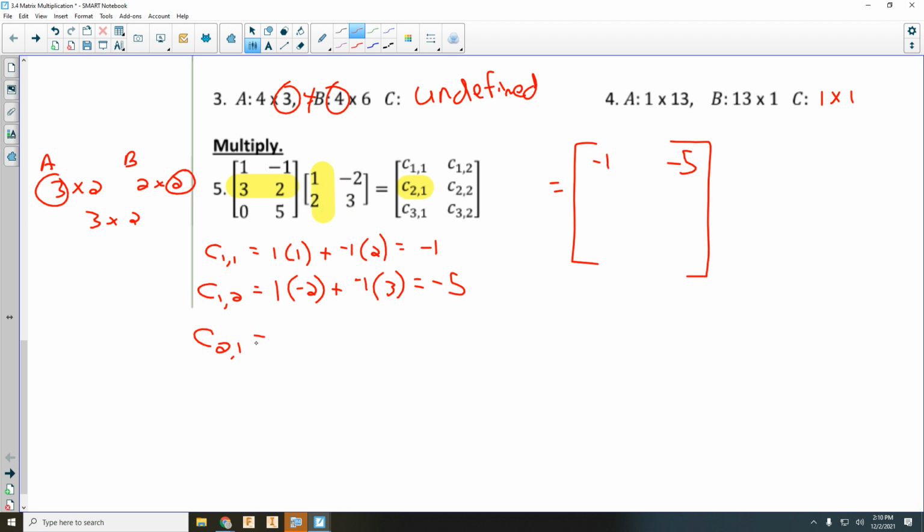C21 would be what? 3 times 1 plus 2 times 2. Oh, okay, I got it now. Which is 7. Now I get it. It just takes a little bit. You have to process it. Okay, so then C22: 3 times -2, 2 times 3, which would be 0.